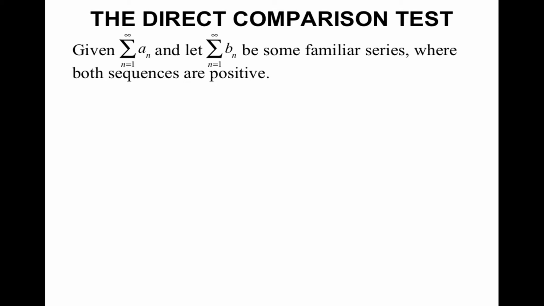And this says that if you're given two series, A sub n and B sub n, where B sub n is a familiar series, where both sequences are positive. So that means all the terms in the sequences are positive. Some familiar series that we already know how to work with are geometric and the P series / the harmonic series.